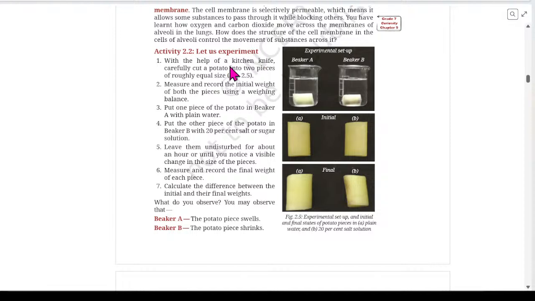There is an activity 2.2, wherein you will learn about osmosis. With the help of a kitchen knife, carefully cut a potato into 2 pieces of roughly equal size. Measure and record the initial weight of both the pieces using a weighing balance. Put 1 piece of the potato in beaker A with plain water. Put the other piece of the potato in beaker B with 20% salt or sugar solution. This you have already understood, how to prepare 20% salt or sugar solution. Please write it in the comments how to do it.